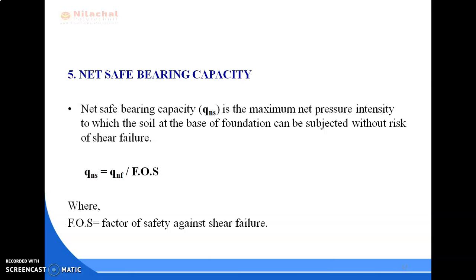Next is the net safe bearing capacity. Net safe bearing capacity, this is qns, is the maximum net pressure intensity to which the soil at the base of foundation can be subjected without risk of soil failure. So mathematically we can write it like qns equal to qnf by factor of safety, where FOS equal to factor of safety against shear failure.